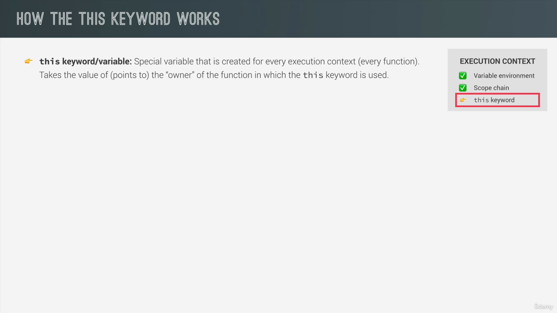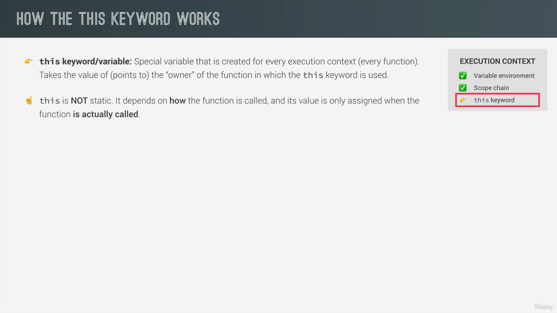For now, what's very important to understand is that the value of the this keyword is not static, so it's not always the same. It depends on how the function is actually called, and its value is only assigned when the function is actually called. So it's very different from a normal value in this regard. If we set, for example, x to 5, then x will always just be 5. But the this keyword, again, depends on the way in which a function is called. But what does that actually mean?